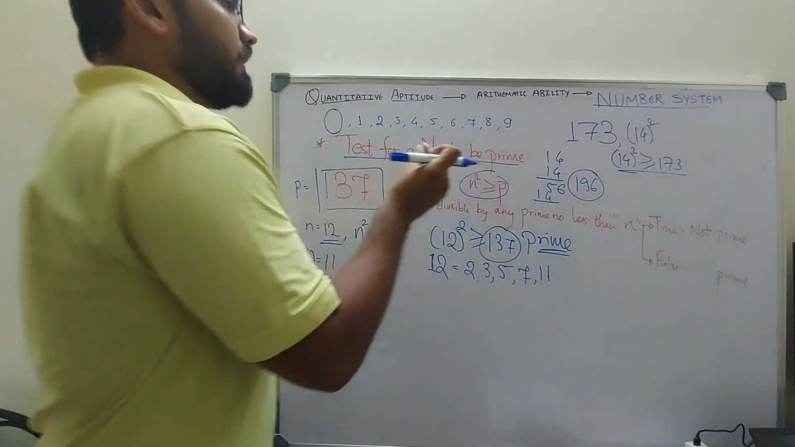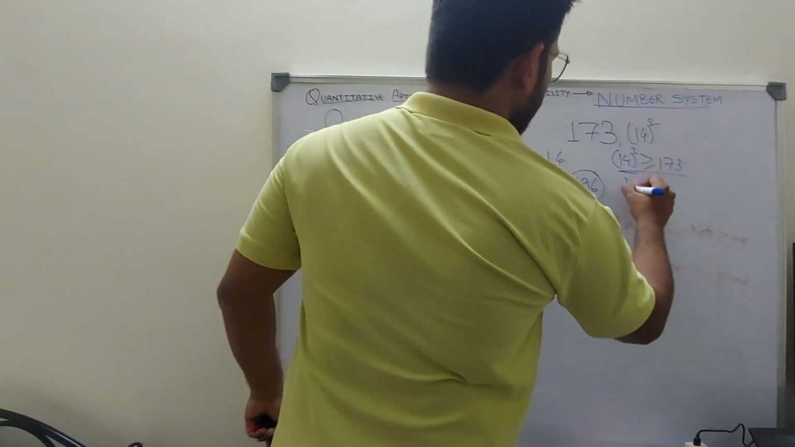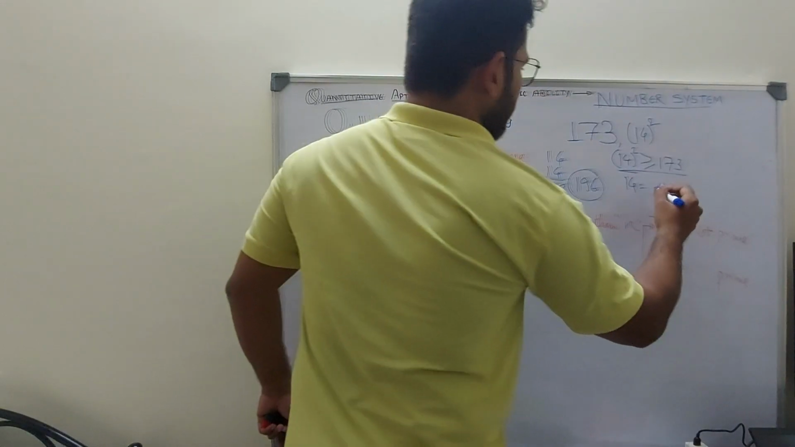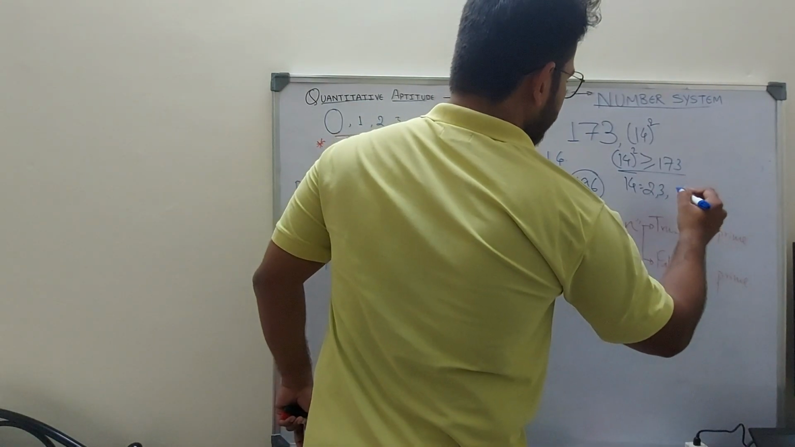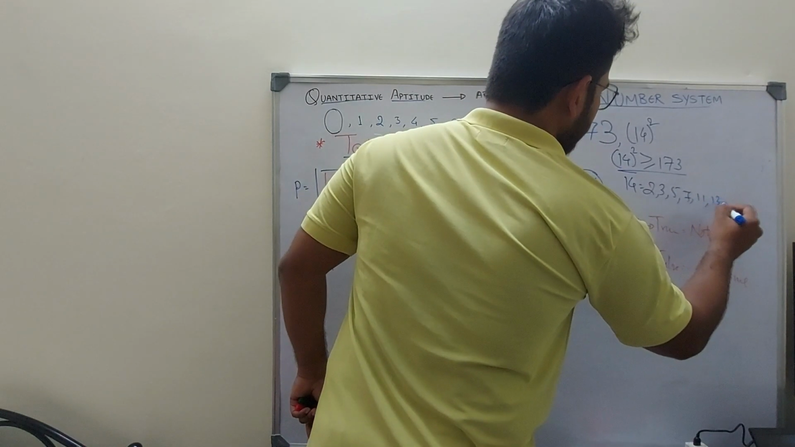Now the fact: prime numbers less than 14, is it divisible? Okay, now for 14, what are there? 2 is there, 3 is there, then 5 is there, 7 is there, 11 is there, 13 is there.